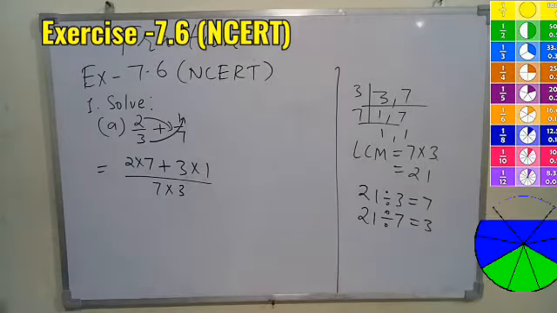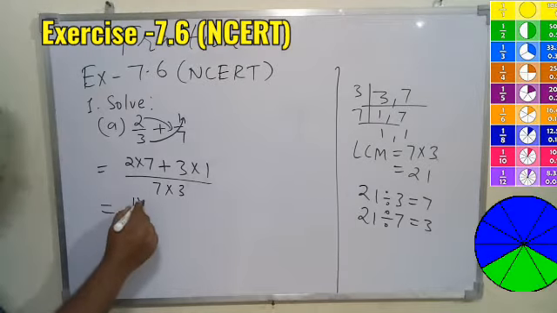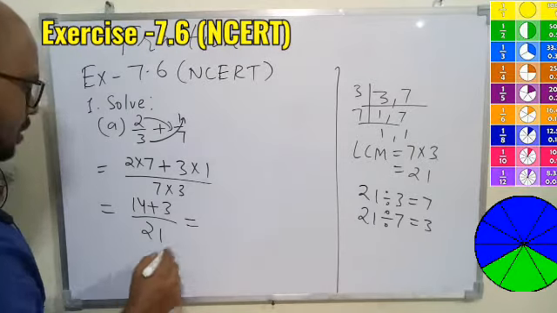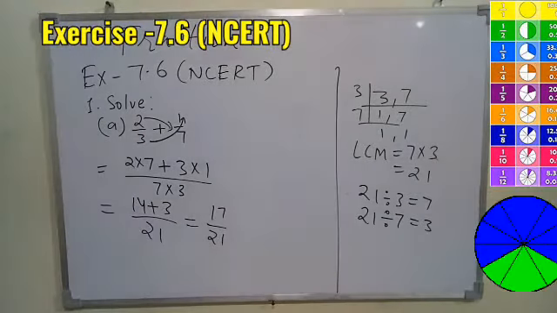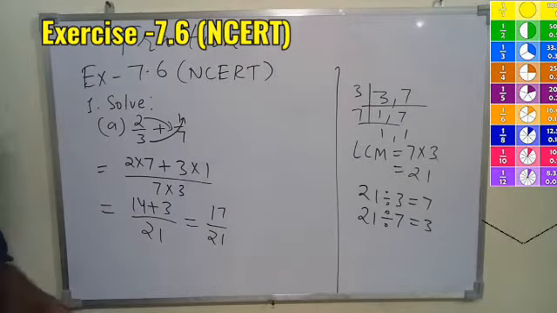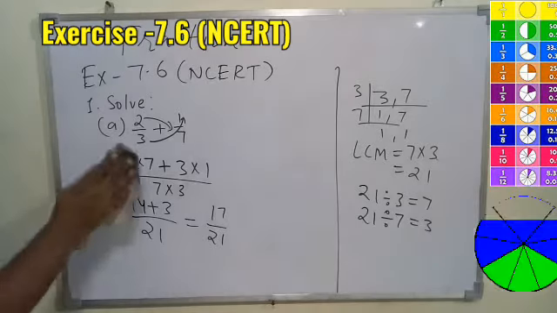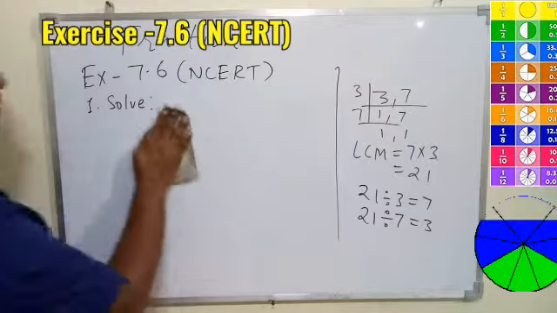So this is another method. Without finding LCM we can do this. Answer will be the same. 7 times 14 plus 3, 21. That will be the same. How much? 17 upon 21. So if you don't want to go for a long process, directly you can do this also. That is also possible. Methods are different, but all are based on the same concept.